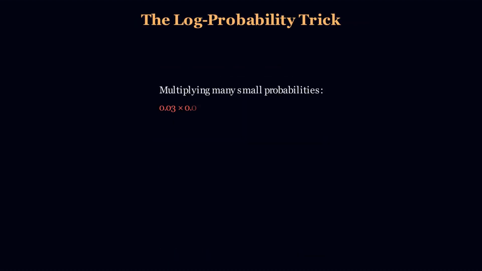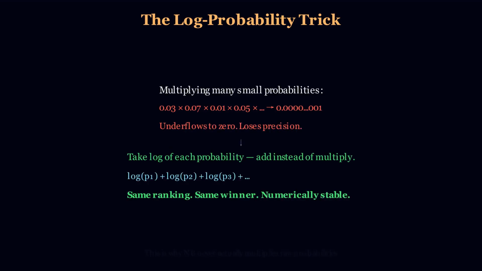There's a practical problem with multiplying lots of small probabilities. Multiply enough numbers under 1, and the result underflows towards 0. The fix: take the log of every probability and add instead of multiply. Same ranking, same winner, just numerically stable under the hood.